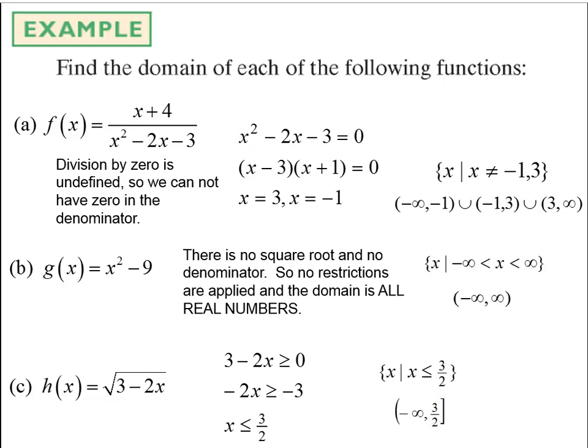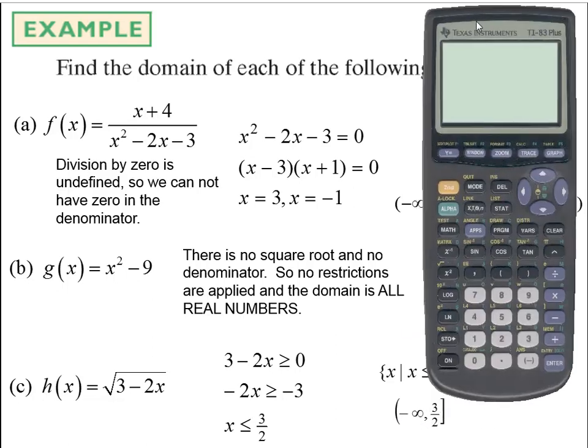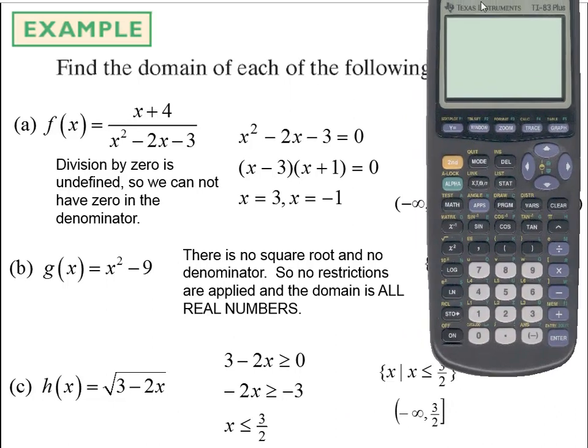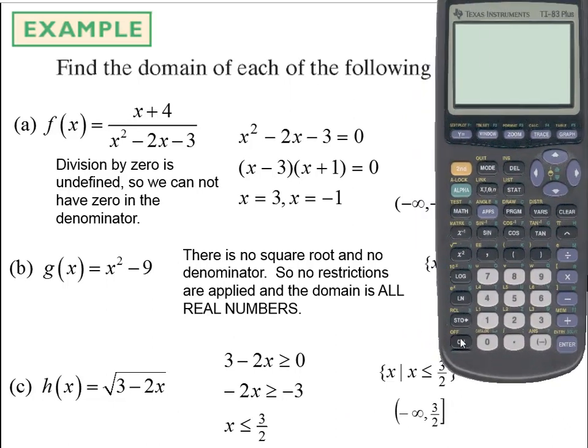Now something I want to show you on my calculator. Let's suppose this last example here. I bring up my calculator and I hit the Y equals button. Let me turn it on. And let me type in this equation. Let me do second square to bring up the square root. I'm going to do 3 and then minus 2 and then my variable x.